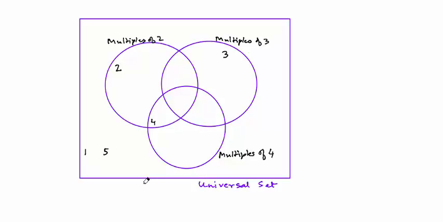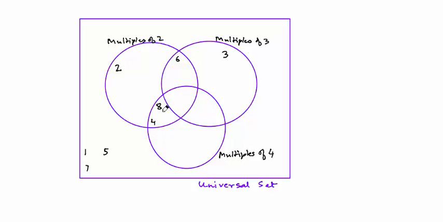5. And then 6 is a multiple of 2 and 3 both. In the same way, we are going to write a 6 here. This region out here is a part of the 2 and the 3 circles, both. So 6 comes in here. 7 is outside. 8 again is over here.